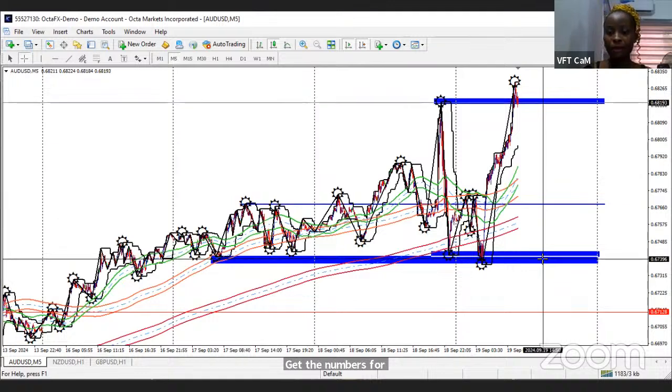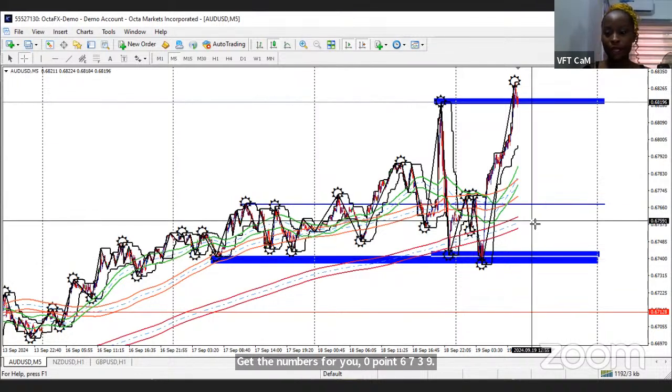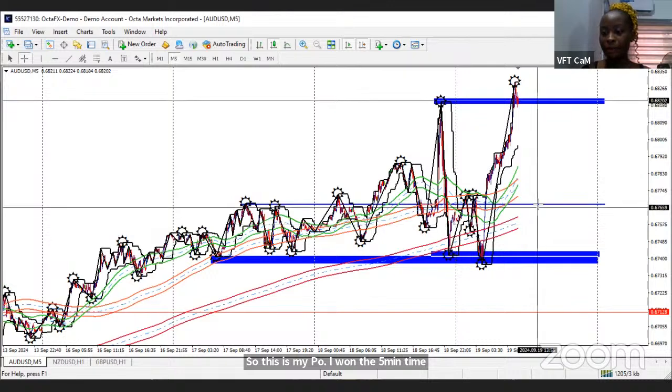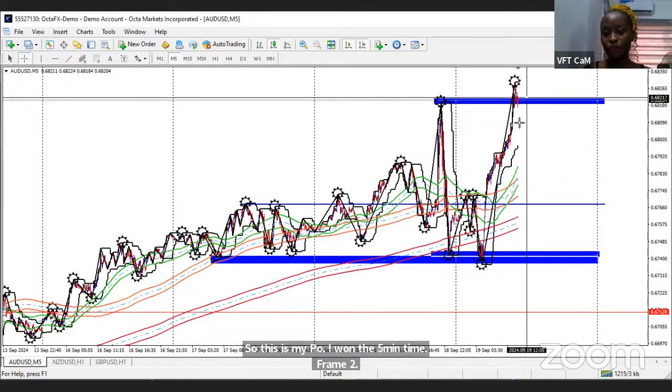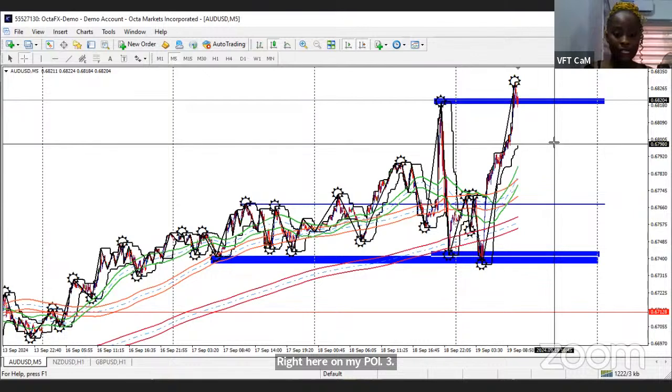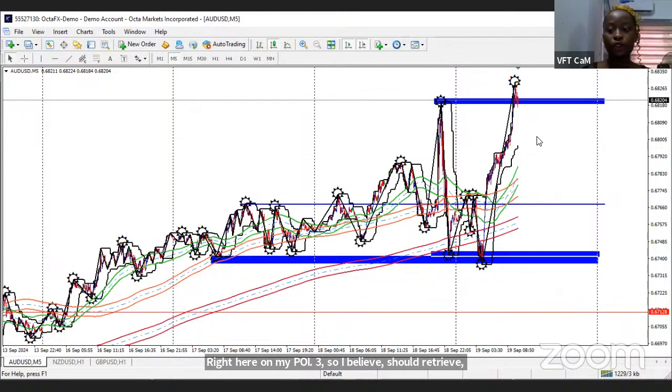0.67399. So this is my POI 1 on the 5-minute time frame, POI 2 right here, and my POI 3. So I believe price should retrace lower. And if it doesn't and continues buying, that's fine. We're not in a hurry to jump into trades. We want to see relevant retracement first.